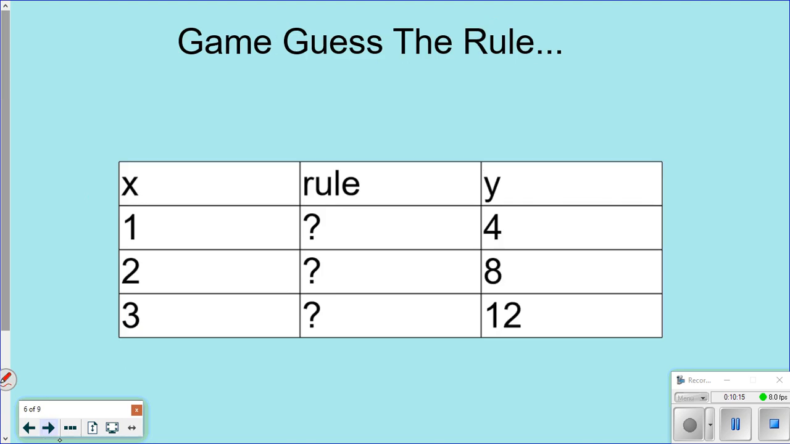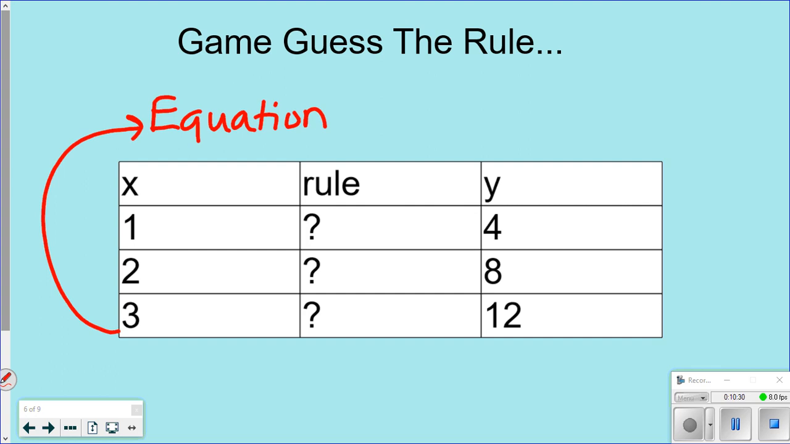Okay, so the next part I'm going to talk about is guess the rule. So we're going to flip it around. This time, they're not going to give you a word format. They're not going to give you an equation. They're going to give you a table, and you have to make it into the equation.